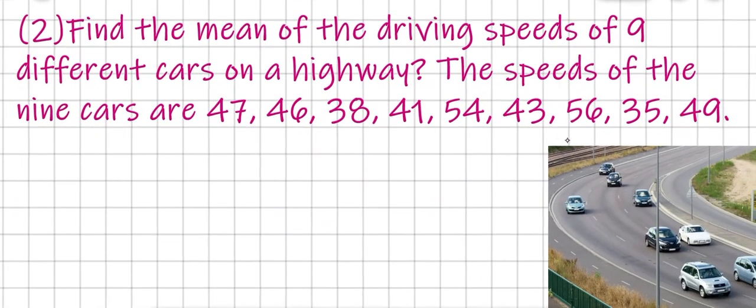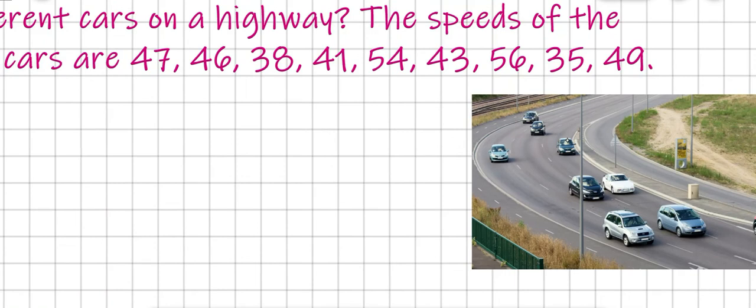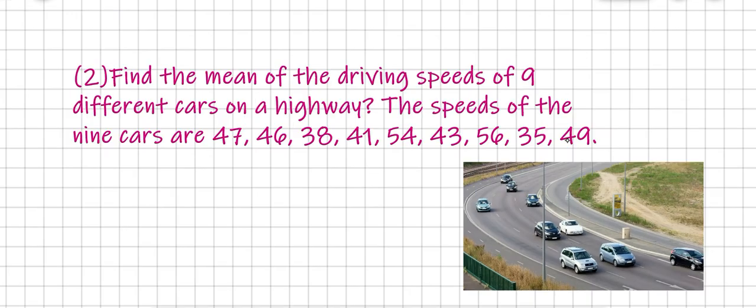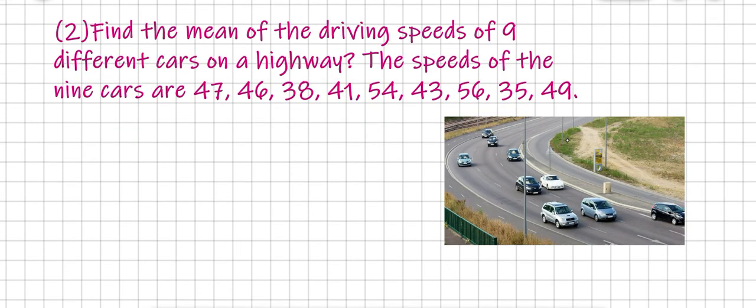Now, let's do something a little different. This is a little worded problem. The question says, find the mean of the driving speeds of 9 different cars on a highway. The speeds of the 9 cars are 47, 46, 38, 41, 54, 43, 56, 35, and 49. I recommend you pause the video and solve this yourself, and then tune back in to see if you solved it okay. How do we solve this? Well, when we look at the problem, we see these 9 numbers and we see find the mean. That's basically all we need.